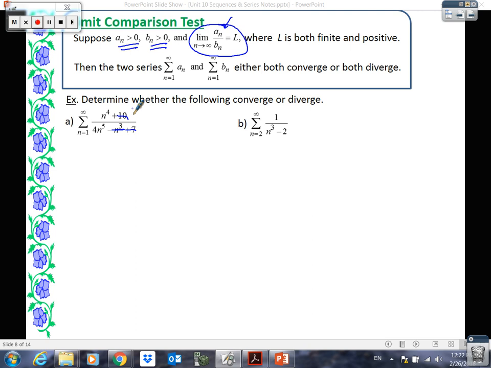So we're going to choose, so this is our a sub n, and a sub n is greater than 0. Our b sub n, we're going to choose to be 1 over n, which is also greater than 0. So see, we're setting those two up.